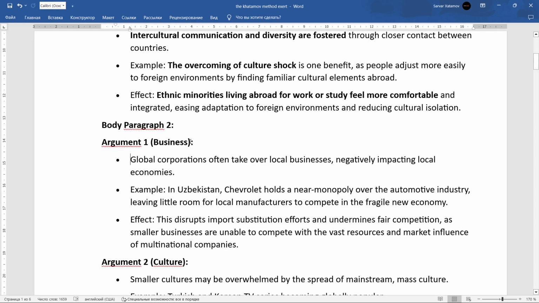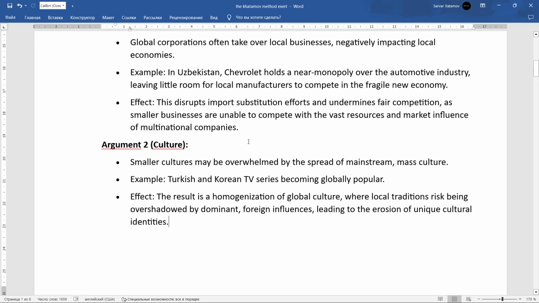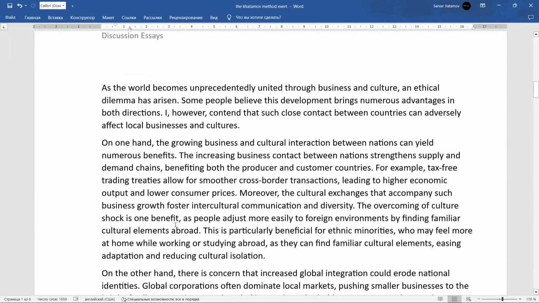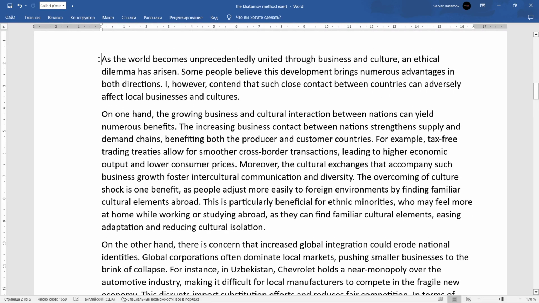Body paragraph 2. Business. Global corporations often take over local businesses, negatively impacting local economies. This is actually the paragraph which we have discussed yesterday, so if you don't mind, I will just skip this part, right? Because we saw this yesterday, right? And I'm going to do it right now, and let's start with the introduction.